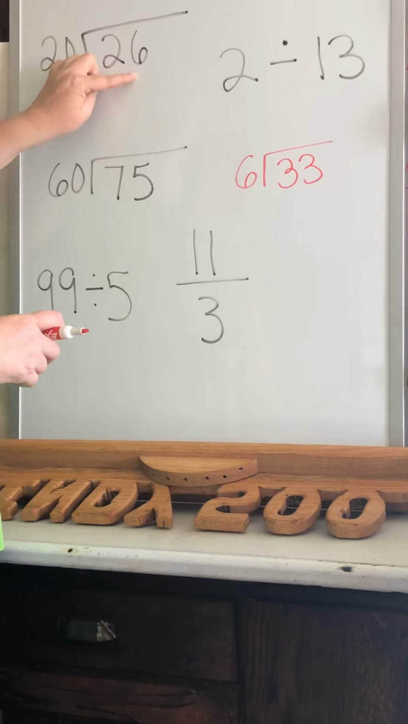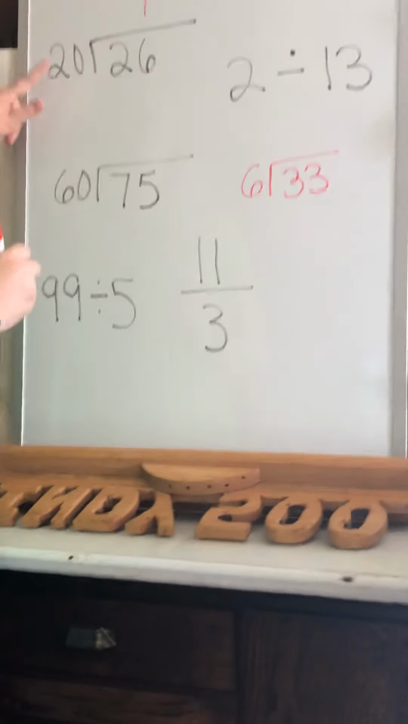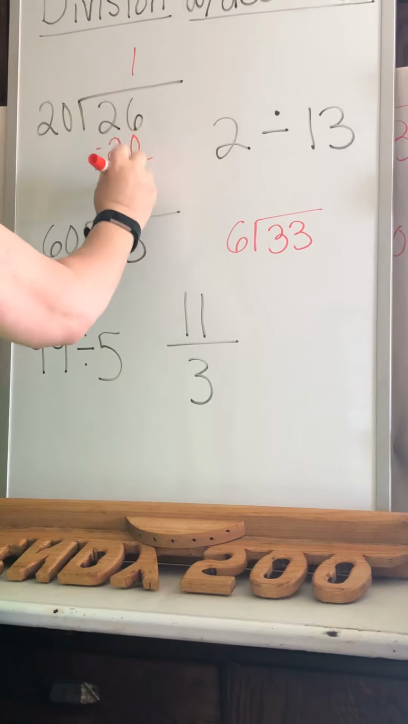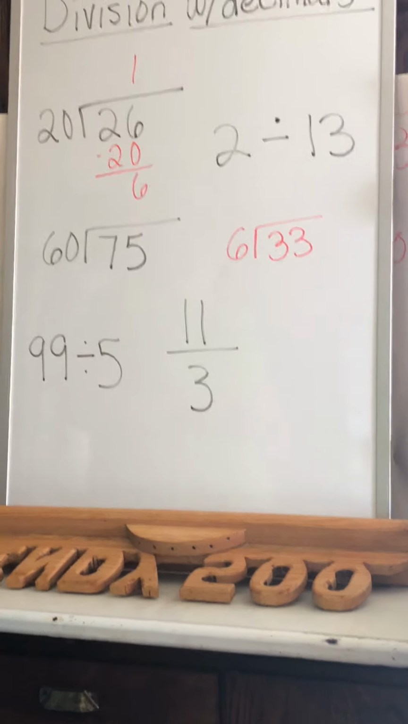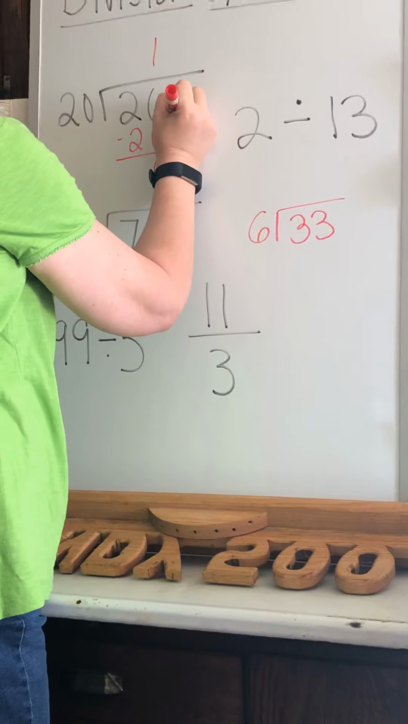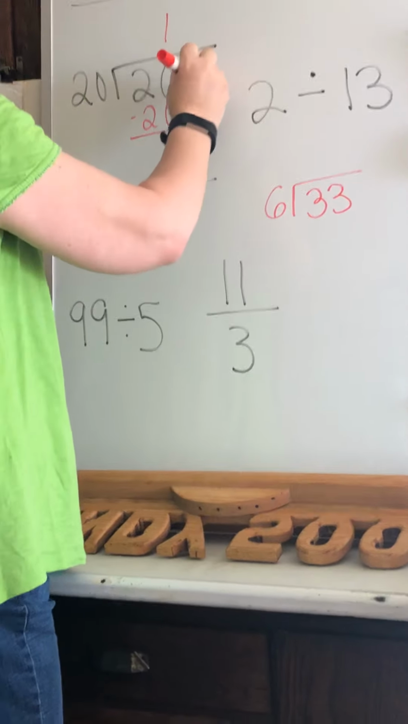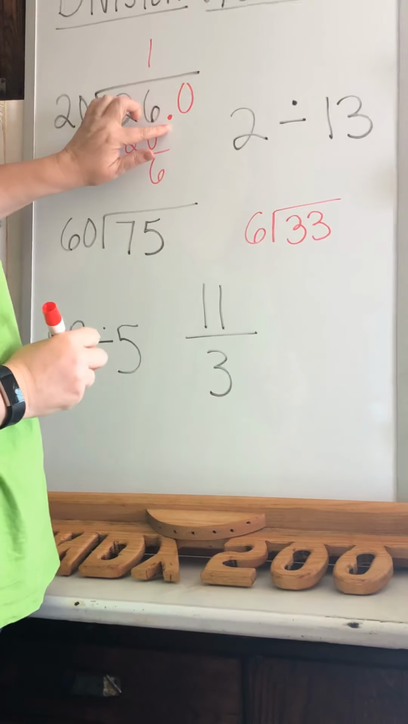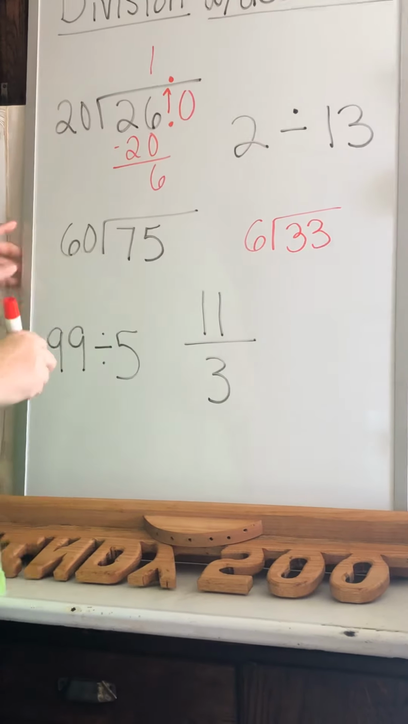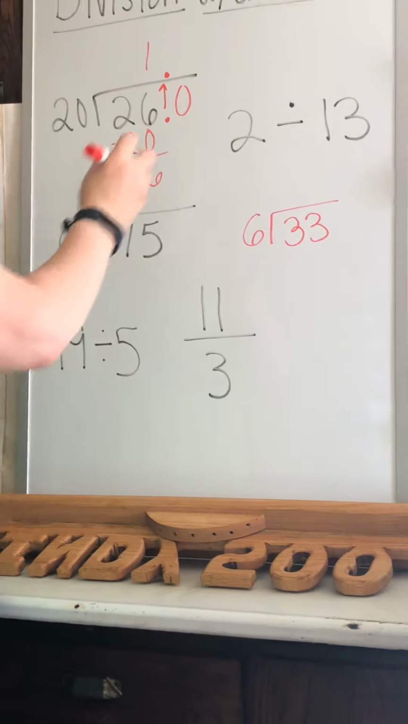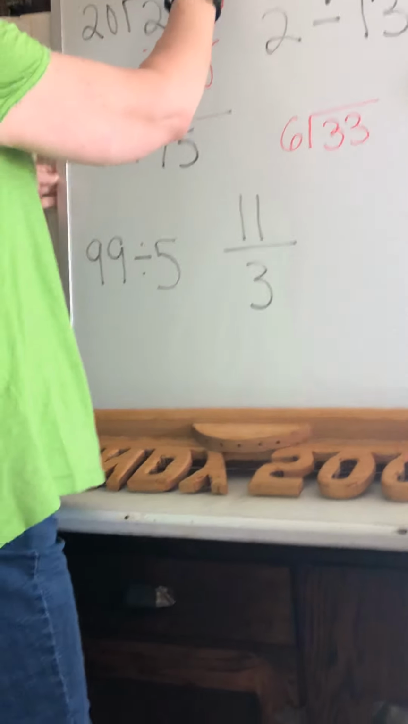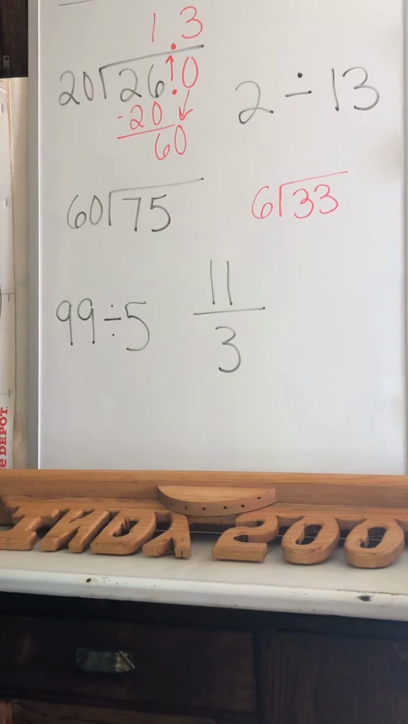20 divided into 26 goes 1 time. 20 times 1 is 20, and you have 6 left over. Okay, what I'm going to have to do is add a decimal onto the end of this, and I'm going to go ahead and add a 0. Now that I added this decimal, I bring that up and place it right there. Now I can bring this 0 down here, and I can say 20 goes into 60 3 times, and my answer is 1.3.